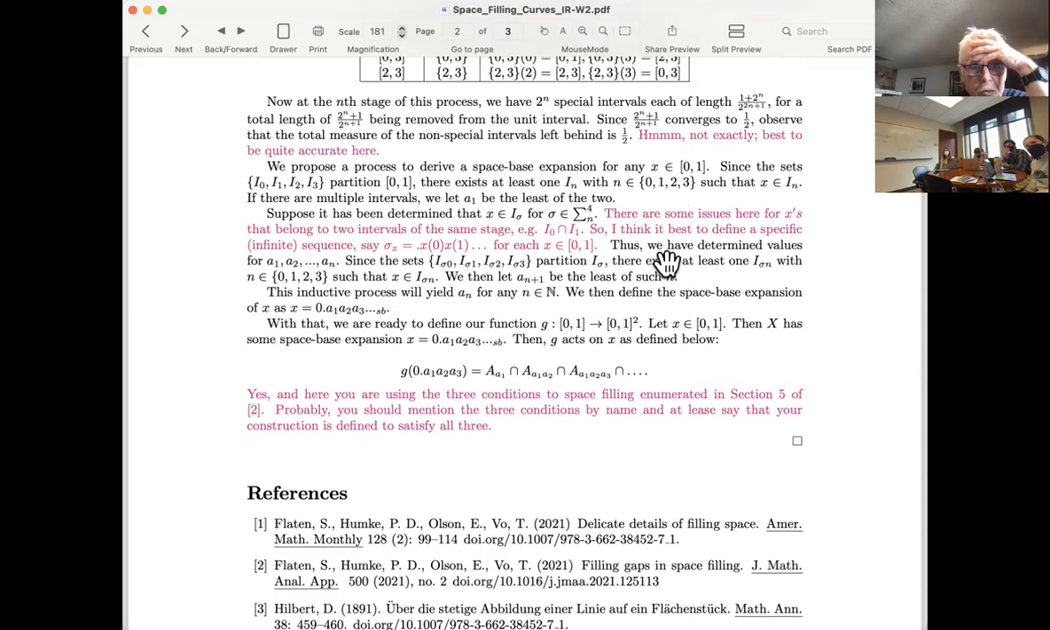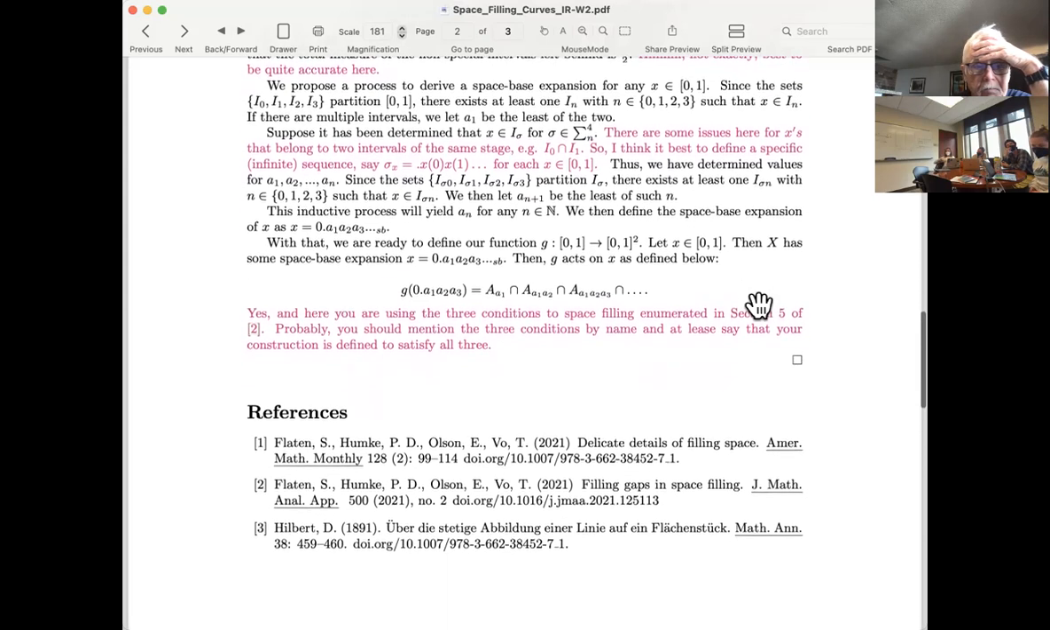But here, I think you're doing an induction that is, in a way, not necessary. You already know what the I's are. You know that they are partitioned. So you know that each X is in either a unique one or it's in two. And if it's in two, you've told what to do. So I think just these three sentences up here are enough. And what you called A1 is what I called X of zero.